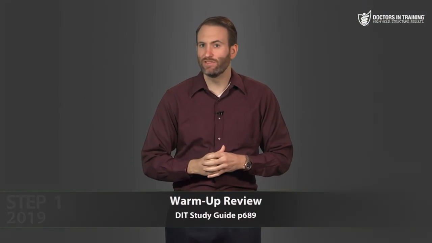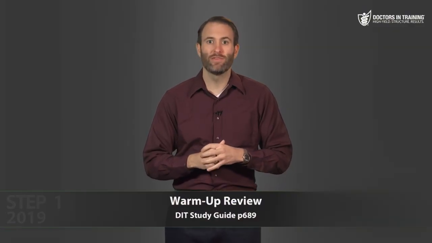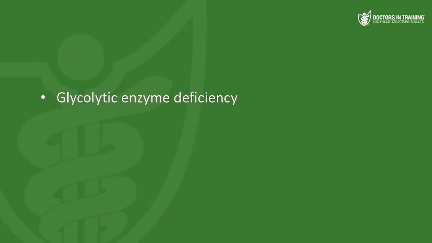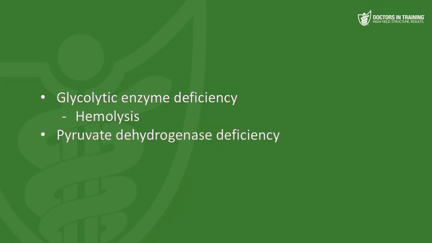Next question. What is the result of a glycolytic enzyme deficiency? And what is the result of a deficiency in pyruvate dehydrogenase? So first, what about that glycolytic enzyme deficiency? Well, your red blood cells are dependent on glycolysis for energy. So red blood cell hemolysis is the result there. And then what is the result of a deficiency in pyruvate dehydrogenase? Well, primarily with this one, you get neurologic defects.